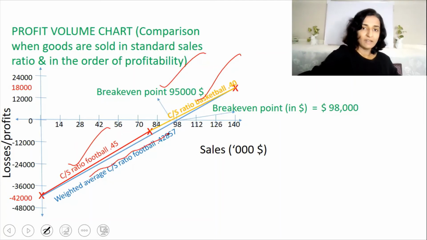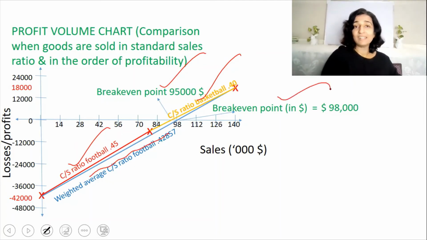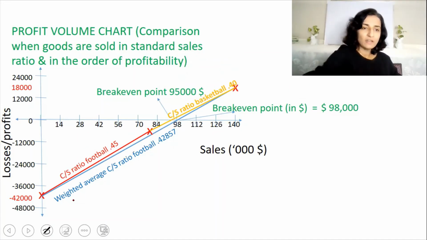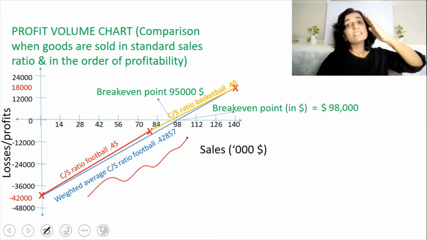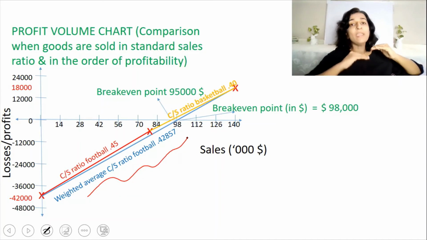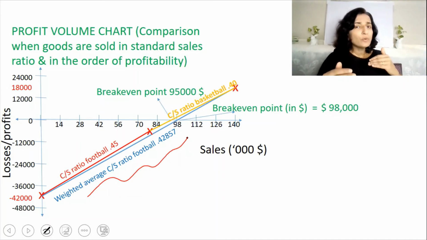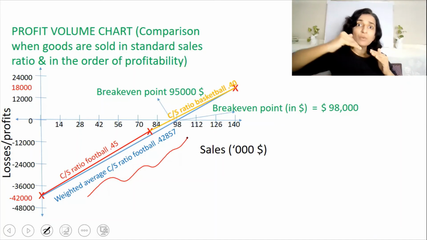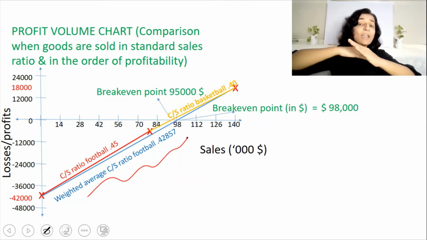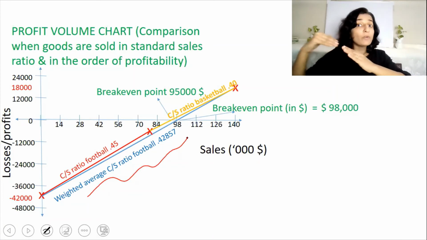And the blue line where the break-even point is $98,000 that we did initially when goods were sold in the standard sales ratio. Now, if you see here the blue line, that is when goods are sold in the standard sales ratio is a straight line because we are getting the very same C by S ratio. Because if you recollect, the standard sales ratio was 2:1. So for every 2 footballs, we are selling 1 basketball. And that is continuing throughout the time period. That is why there is no bend for the profit line.